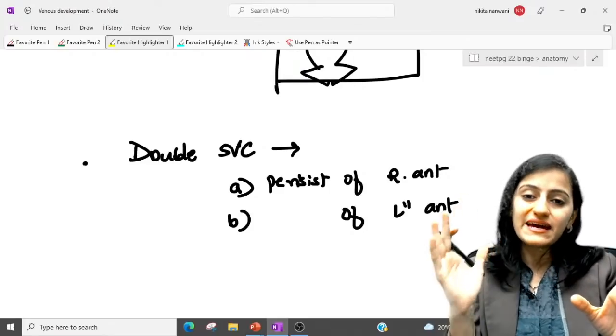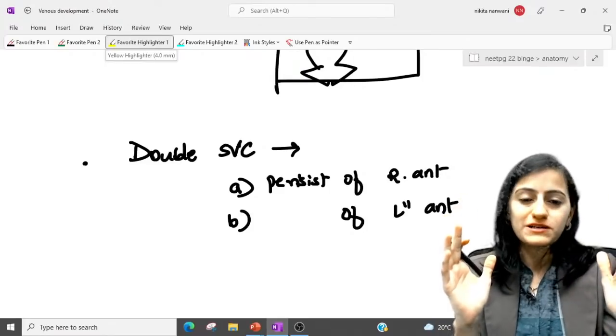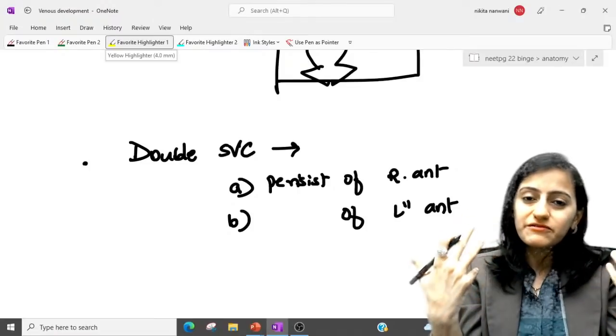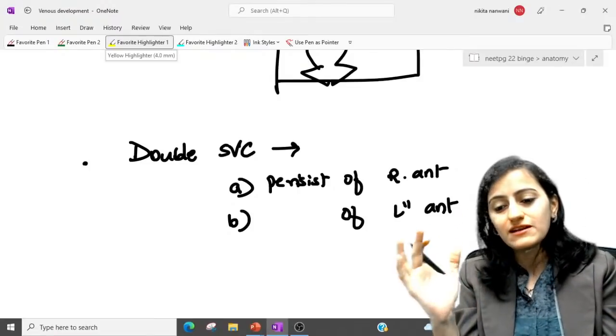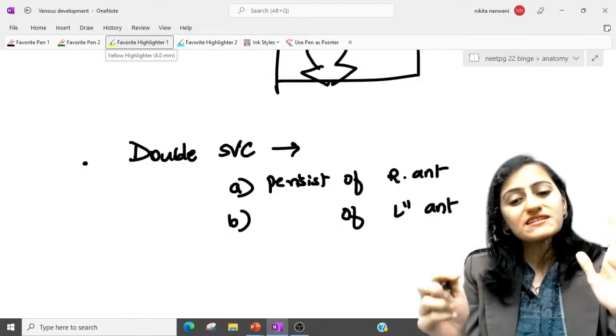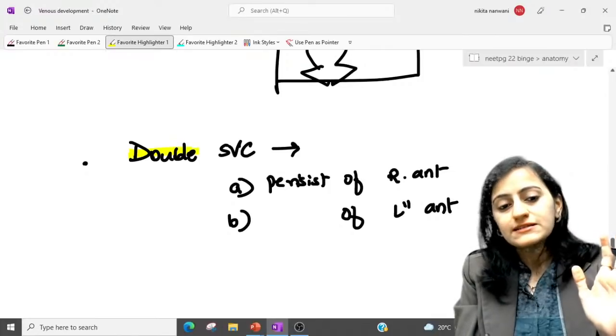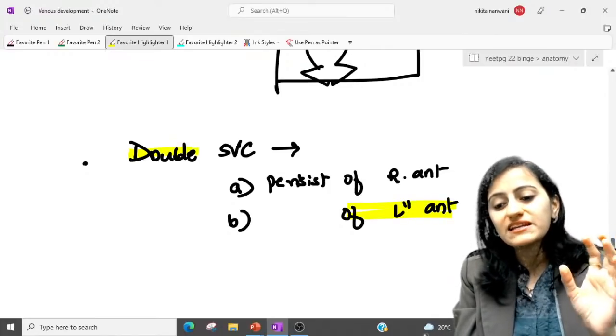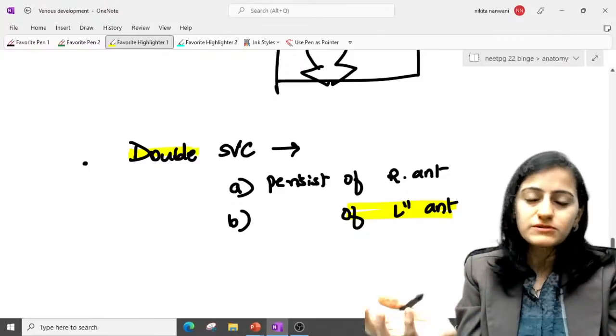Double SVC means right is also present and left is also present. Normally the one from which the SVC would develop is the right side. The left side is the one which is abnormal. So basically it is the persistence of the left side, because right is normal, right?